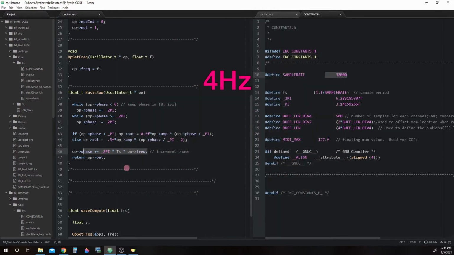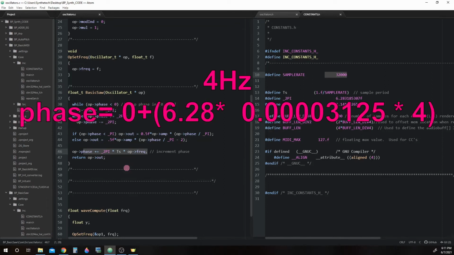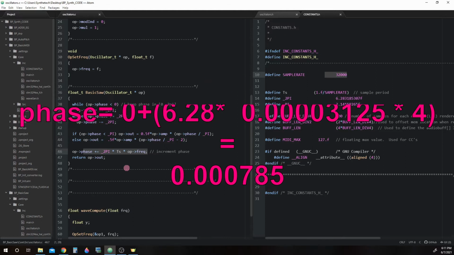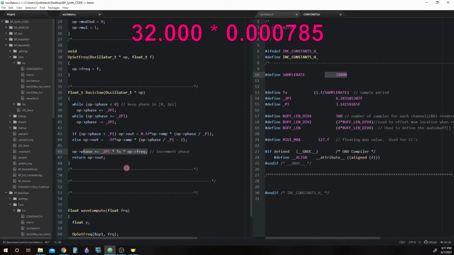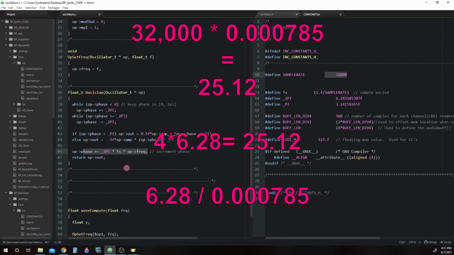Let's try one more at 4 Hertz. Phase equals 0 plus 6.28 times 0.00003125 times 4 equals 0.000785. So this is our new incrementer. And if we take 32,000 times 0.000785, it will equal 25.12. Now we have 4 complete phase ranges because 4 times 6.28 equals 25.12. And if we take 6.28 and divide it by 0.000785, it will equal 8,000. And this is 1/4 of 32,000 samples.